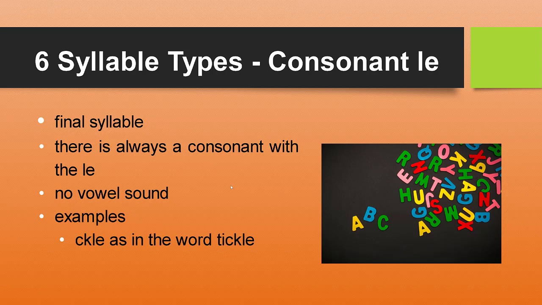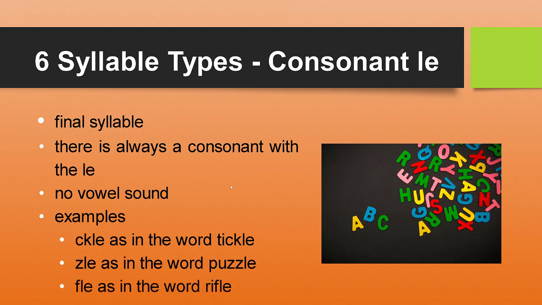I can have CKLE as in the word tickle. ZLE as in the word puzzle. And notice going back up to the CKLE in tickle, notice that there are 4 letters, but there are 3 sounds. So the CK works together to function as one consonant sound. FLE as in the word rifle.